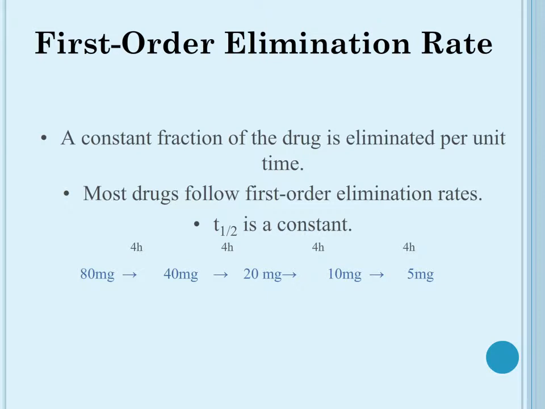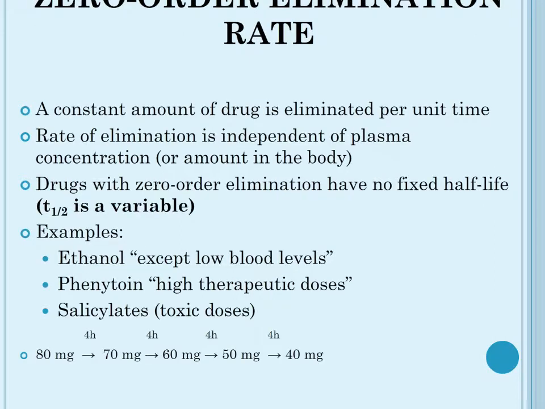First order elimination always indicates a constant fraction of the drug being eliminated per unit time, and 99% of drugs follow first order elimination. It is dependent on the half-life of a drug, which means that every half-life you lose half of the drug. In this example, we're starting with 80 milligrams. The drug has a half-life of 4 hours, so every 4 hours you lose half of the drug, and at the end of 16 hours you will have only 5 milligrams remaining.